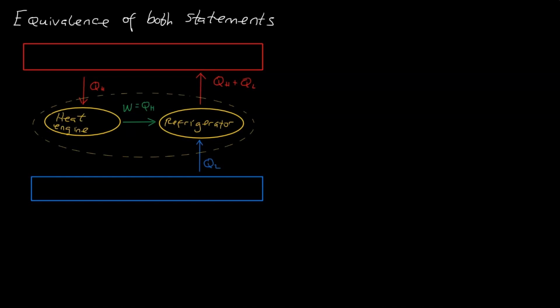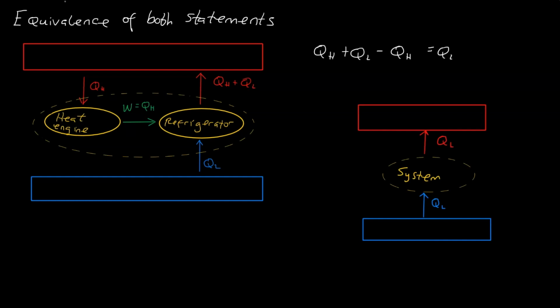In conformity with the energy conservation principle, the refrigerator rejects an amount of heat to the high temperature reservoir, which is equal to the sum of the heat absorbed and the work input. The net amount of heat transferred to the high temperature reservoir is equal to QH plus QL minus QH, which gives us QL. Therefore, the net effect of this system is to absorb a quantity of heat QL from the low temperature reservoir and transfer it to the high temperature reservoir, which violates the Clausius statement.